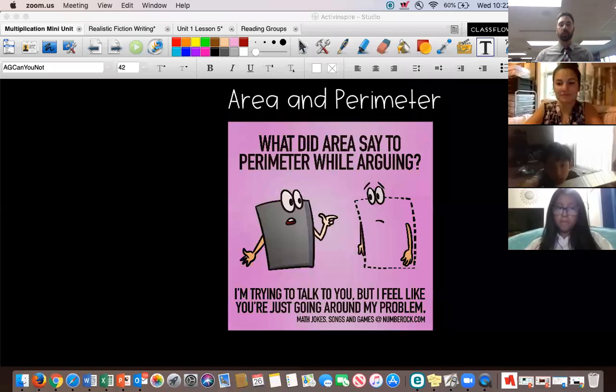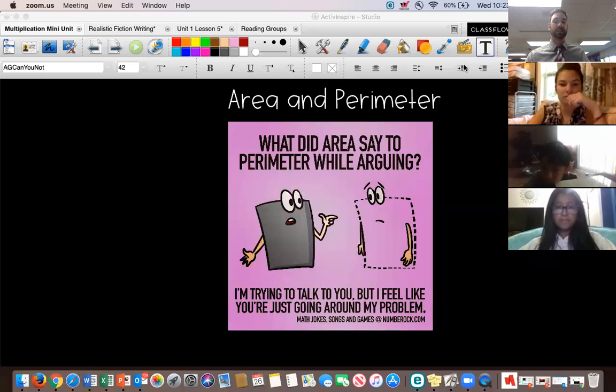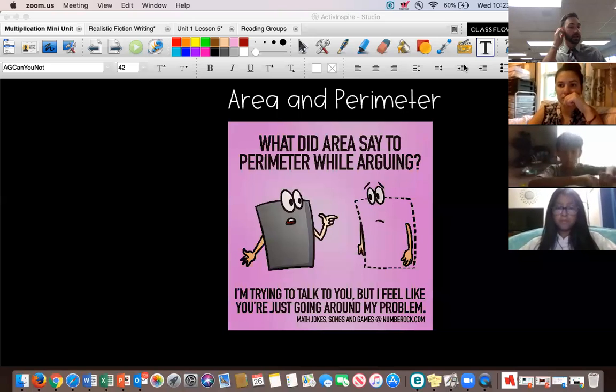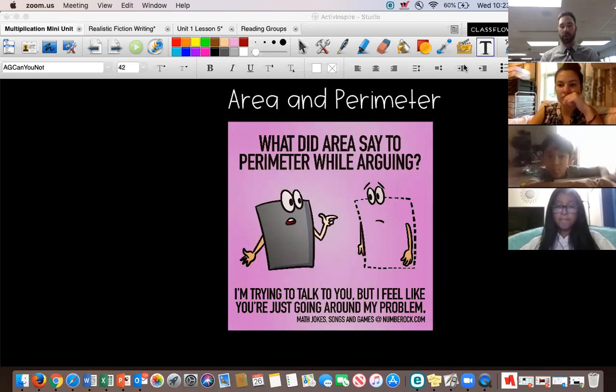There we go. We are going to go ahead and get started today with area and perimeter. So we're working on multiplication standards and things that we need to know for multiplication. Perimeter is not something we use in multiplication, but when we reflected on some of our pre-assessments that we did at the beginning of the year, we noticed that some of us were doing perimeter to solve for area.